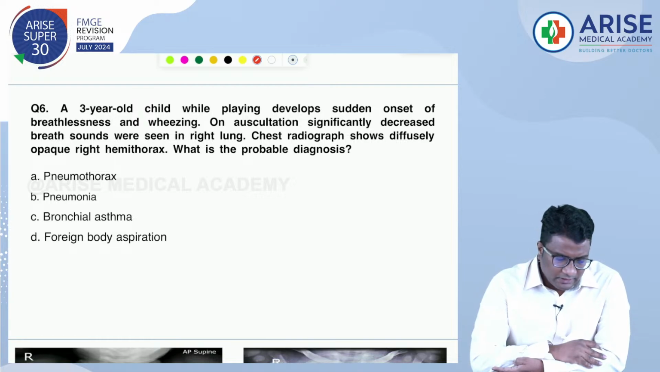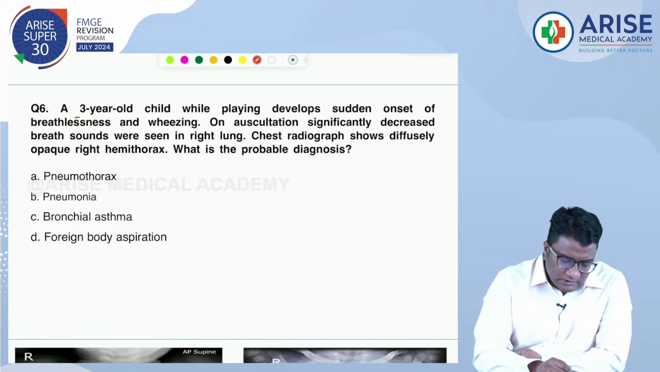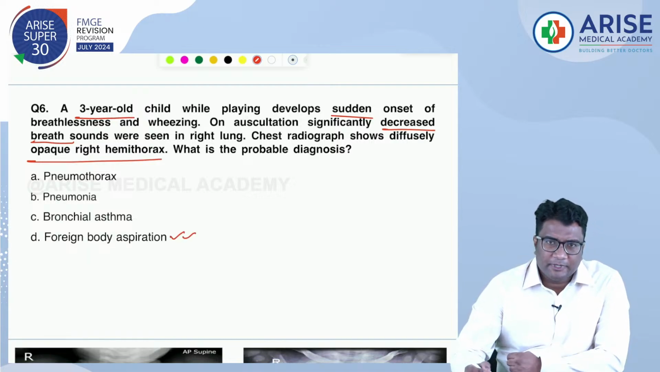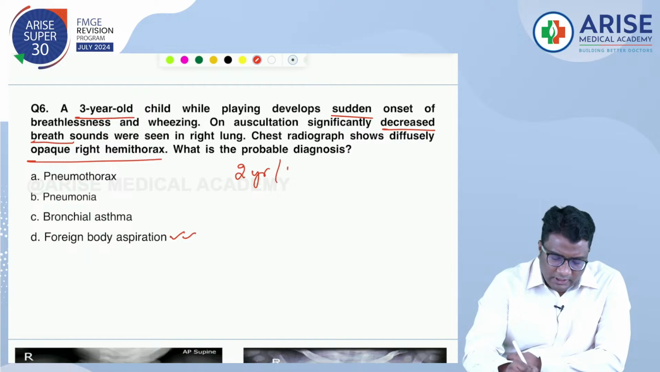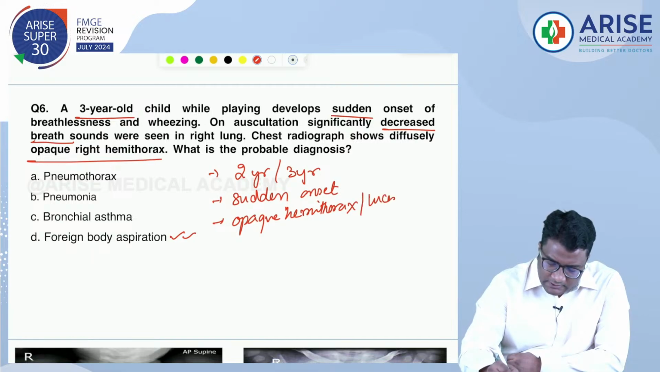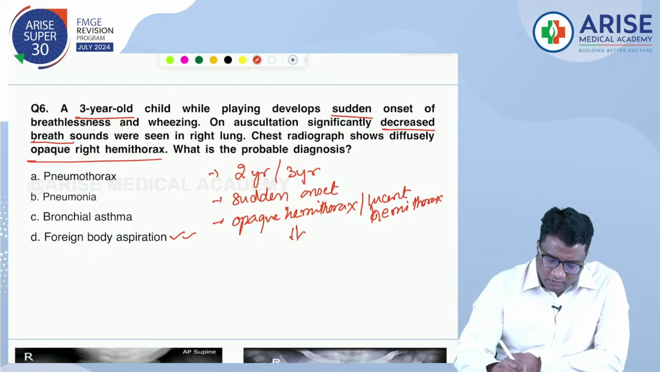Very good. Everybody is answering this correctly. So, a 3-year-old child, sudden onset of breathlessness, decreased breath sounds on the right side and a right opaque hemithorax, all of this is going towards foreign body aspiration. Do remember, a 2- or 3-year-old child with sudden onset of respiratory distress and either an opaque hemithorax or a lucent hemithorax in the question, all of this should make you think of foreign body.